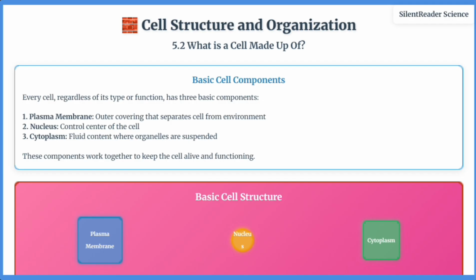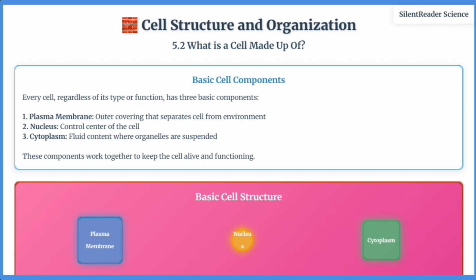Now let's examine the basic structure of cells. Every cell has three fundamental components: the plasma membrane that acts as a protective barrier and gatekeeper, the nucleus that serves as the control center containing genetic material, and the cytoplasm where organelles are suspended in a fluid matrix.